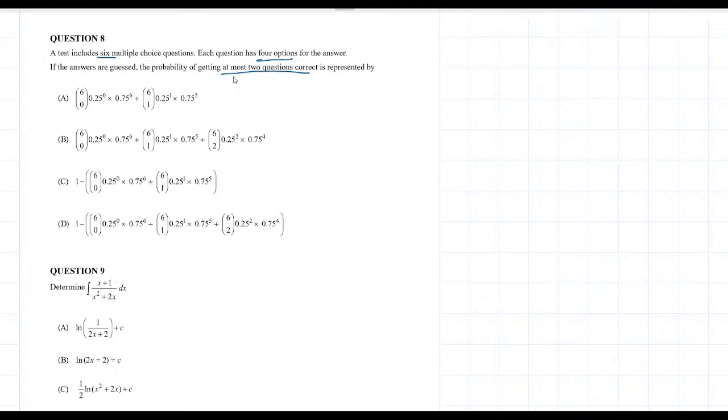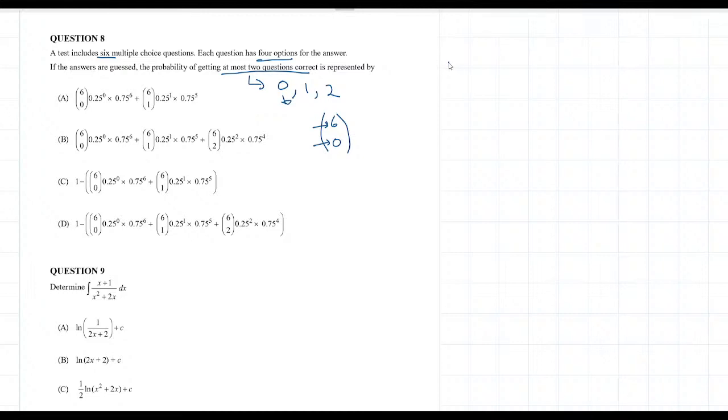Okay, so if you're getting at most 2 correct, that means you're either getting 0 correct or 1 correct or 2 correct. So we just need to find probabilities for those 3 scenarios and add them up. So for 0 correct, we would write that as 6C0, because there are 6 questions, and so this is how many questions we have, and this is how many we want correct, which is 0.